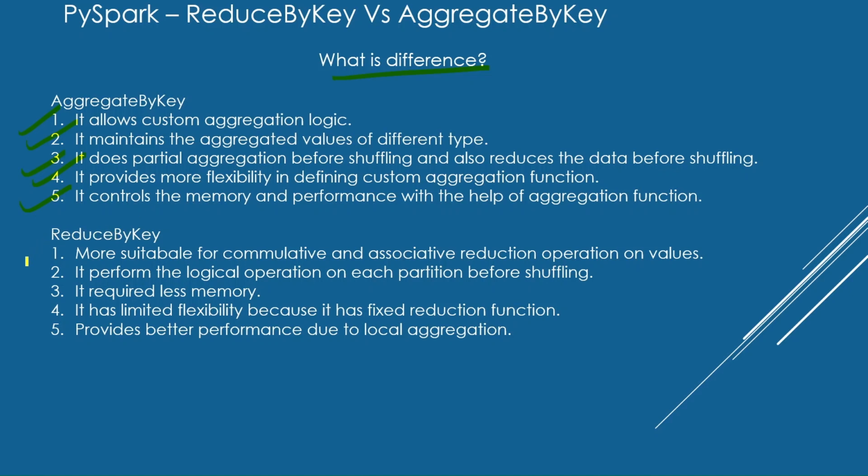Let's talk about reduce by key. It is more suitable for commutative and associative reduction operations on the values. It performs the logical operation on each partition before shuffling. It requires less memory. It has limited flexibility because it has a fixed reduction function. It provides better performance due to the local aggregation. So in this video, we have seen the difference between reduce by key and aggregate by key.